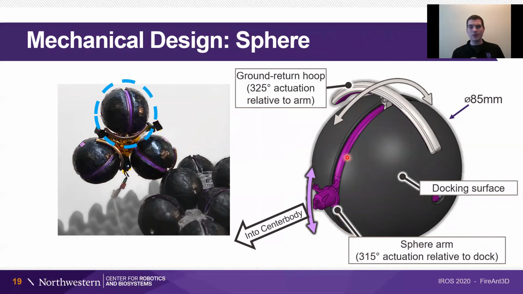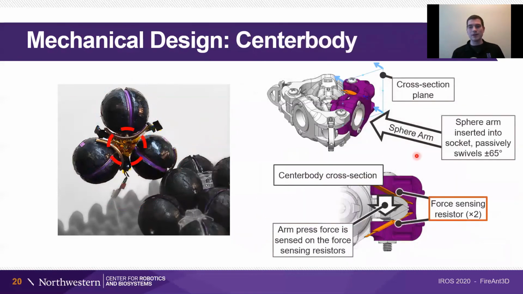The robot uses this for locomotion. And that motion has a range of 315 degrees. This arm is then inserted into the center body right here. In this socket, the arm can passively swivel plus or minus 65 degrees. Remember that for locomotion. Also in the center body are 2 force sensing resistors. And so as the robot presses down on a neighbor, it can sense the force with which it is doing that.